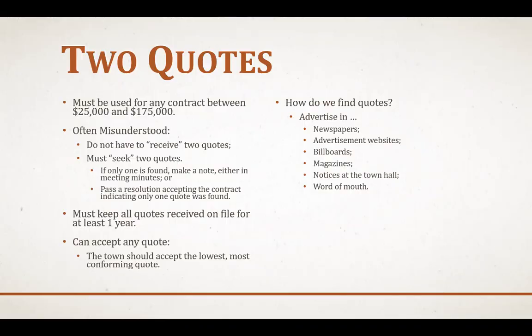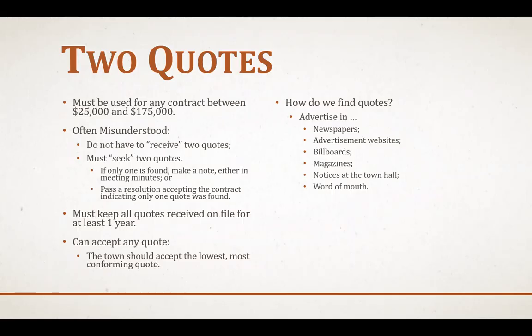Now, which quotes can the town accept? Under the sealed bidding process, as we'll see later, you're restricted to only one bidder. But for the quote, you can really accept any of the quotes. You should be very careful to accept the lowest, most conforming quote. Think of a cost-benefit analysis. Does this give me everything I need? And is it the cheapest? That's probably the quote I should take. Otherwise, if it's more expensive, or it doesn't conform, or it doesn't conform but is less expensive, the town should look at the one that's conforming the most to achieve the town's goal or the town's project.